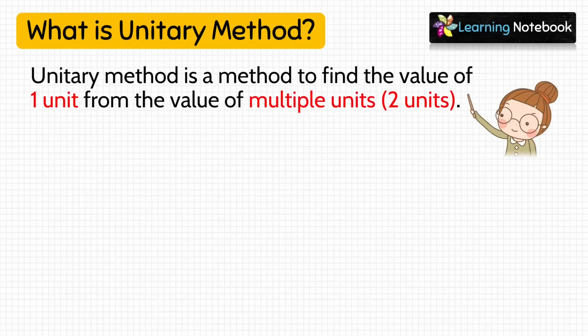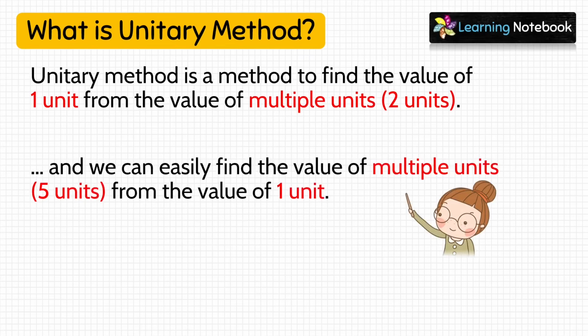Unitary method is a method to find the value of one unit from the value of multiple units. For example, if we are given the value of, let's say, 2 units, then this unitary method helps us to find the value of 1 unit. And from this value of 1 unit, we can easily find the value of multiple units. Let's say 5 units, 6 units, etc.